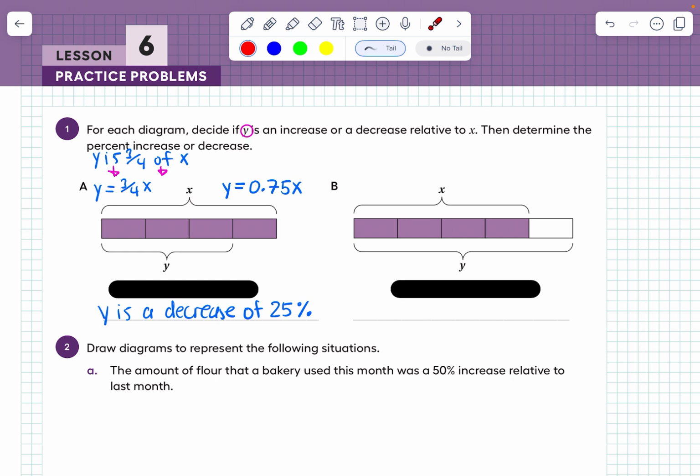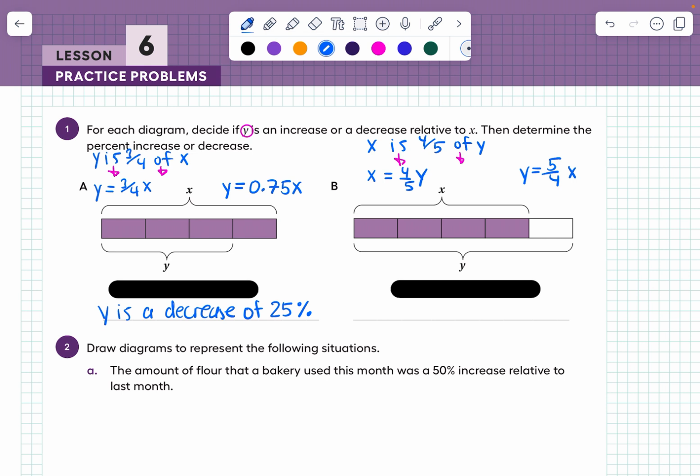Okay, so on B, you can see that the y was chopped into 5 pieces, and x is 4 of them. So x is 4/5. So my sentence would be x is 4/5 of y. So when I translate that into an equation, I would have x equaling 4/5 y. But I need it in terms of y, so I'm going to take the reciprocal equation. So now it's y equals 5/4 x.